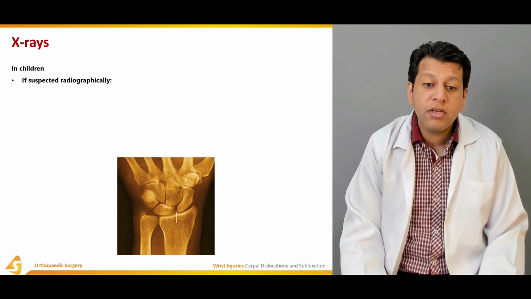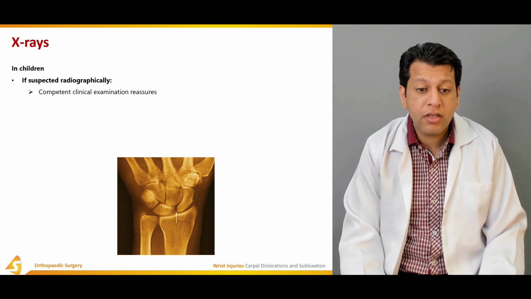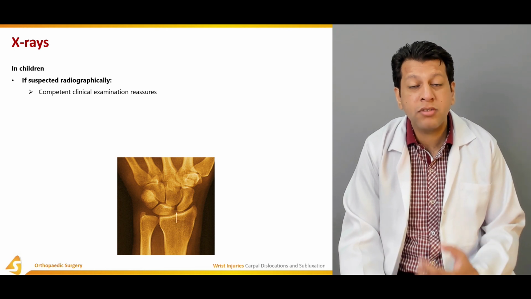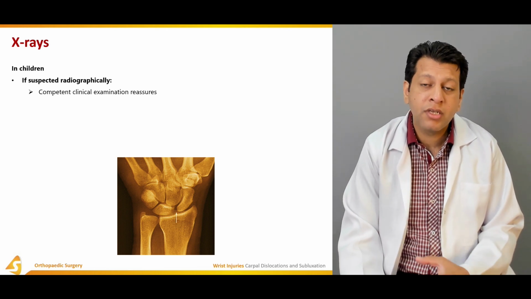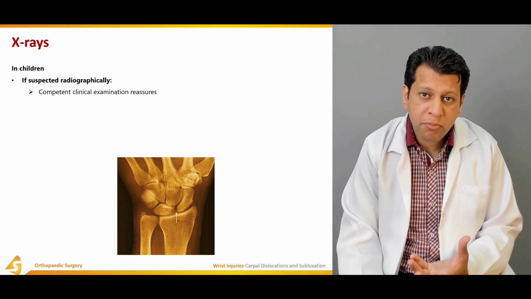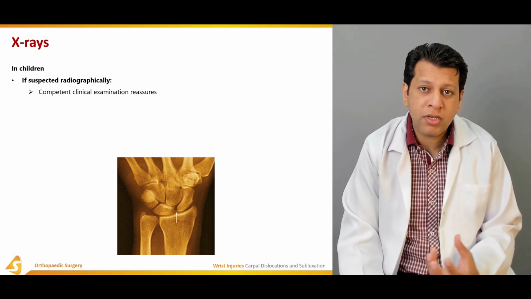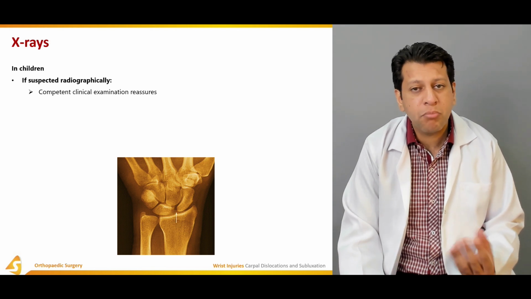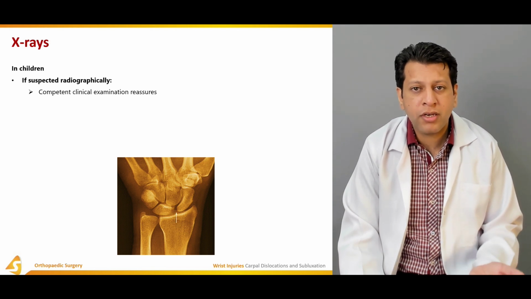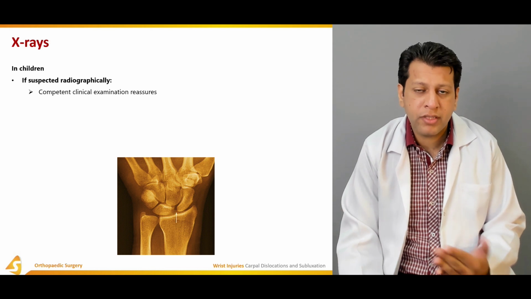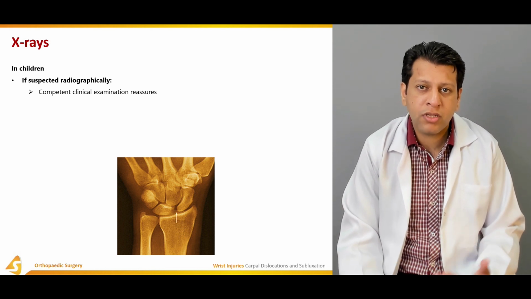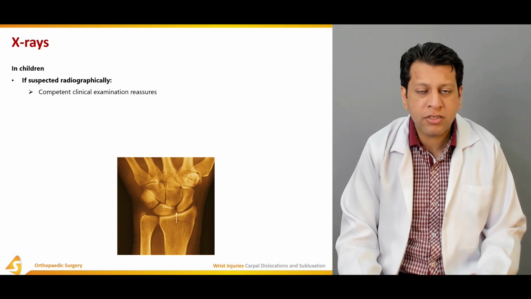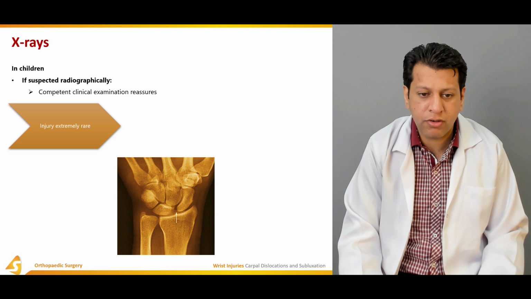In children, if this is suspected radiographically, usually a competent clinical examination needs assurance, because sometimes the scaphoids are not developed. There is normally more than one gap. The lunate may have a very small ossific center and we may look abnormal. But the best way in children is to get an X-ray of the opposite wrist as well. That will ensure whether this scapholunate gap is more than the other side or equal to the other side or not.